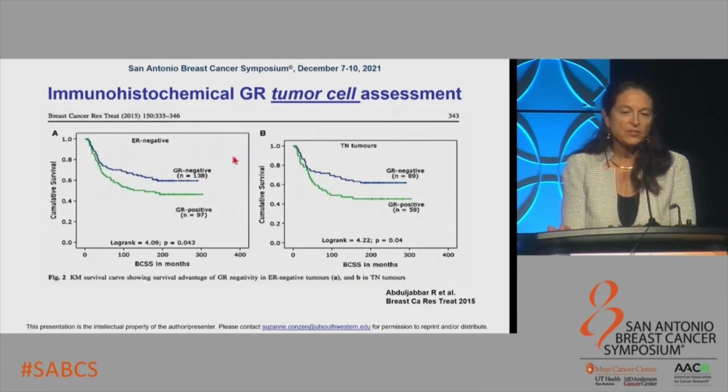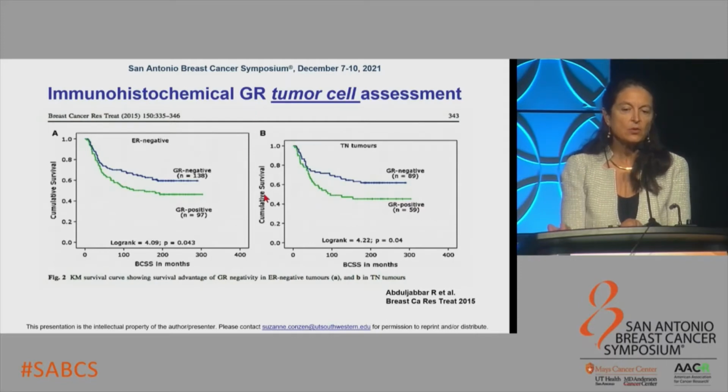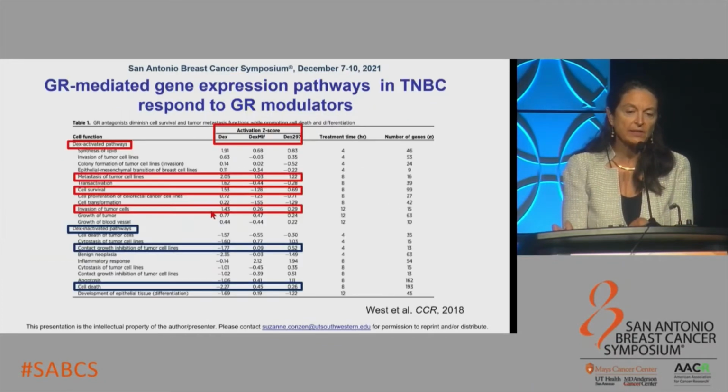One of the important observations was made by the Ellis lab in the UK, that it was the immunohistochemical GR tumor cell assessment that actually did correlate with this poor outcome in GR-positive tumors. It was not simply that we were capturing lymphocytes or fibroblasts. So a take-home message from the first part of my talk is: what factors give rise to pro-oncogenic GR activity in TNBC? It's not only the expression of the protein, it's also the ligand, and it's also upstream kinases that phosphorylate GR and make it a different transcription factor depending on which particular residues are phosphorylated.